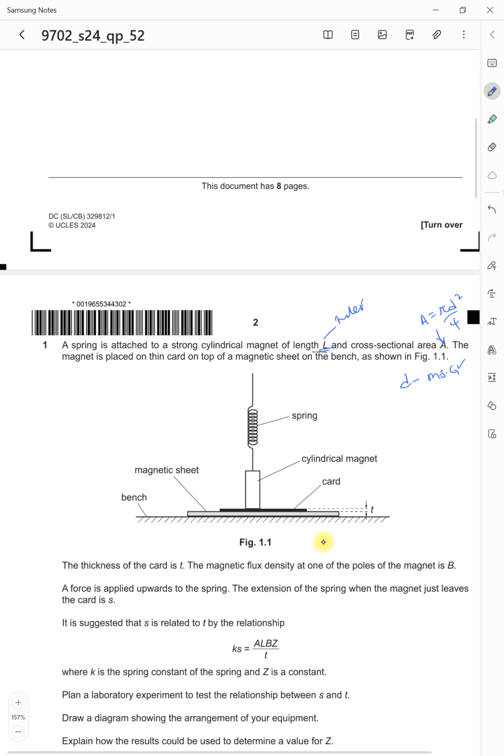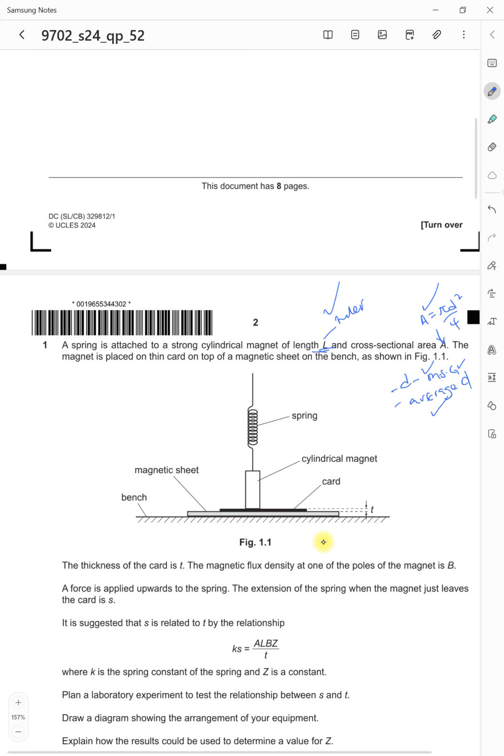But of course, while measuring the diameter, the student will take measurements along the cylinder and obtain the average diameter. So I have this one mark, 2, 3 and 4 marks already in my head that I know that I must cover those 4 marks. The magnet is placed on a thin card on top of a magnetic sheet as shown in the figure.